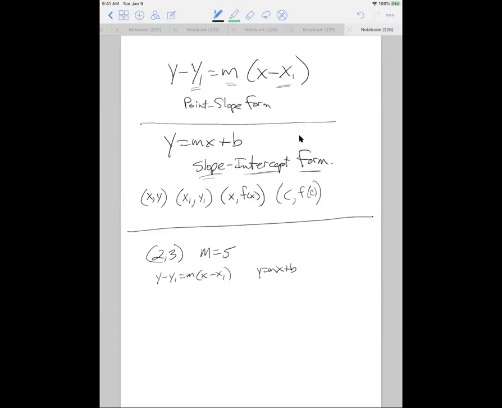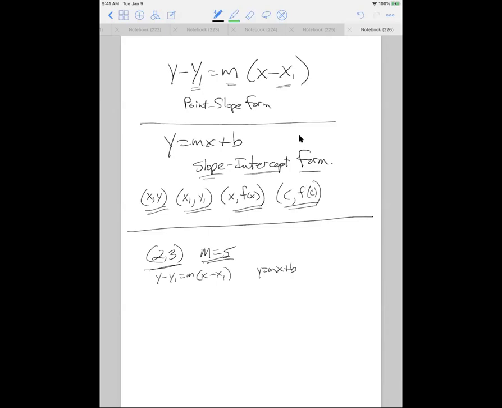So different times you're going to have these given pieces of information, but I want to show you that if you have a point and the slope, these two equations I'll typically give you on tests and assessments when I'm asking you to write an equation. But point-slope form or slope-intercept form, look at this situation right here. We've got a point down here, 2, 3, and the slope is 5. So there's two different ways to do this.